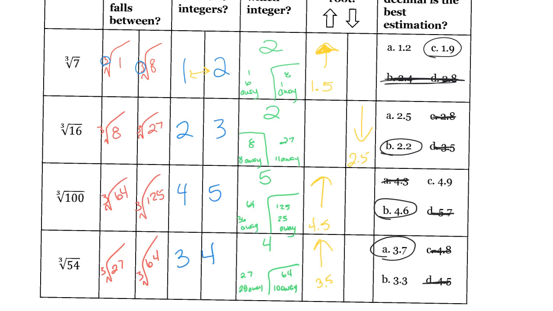All right, so hopefully for the cube root of 16, you got 2.2 or B. Cube root of 100, it should have been between 4.6 and 4.9. 4.9 would have been more like the cube root of 120 or 123, because it would be really close to 125. 125 is still pretty far away from 100, so 4.6 is the better option there. And then cube root of 54 should be 3.7. All right, so if you didn't get those right, double check against my work. If you did, we're going to move on to the second page.